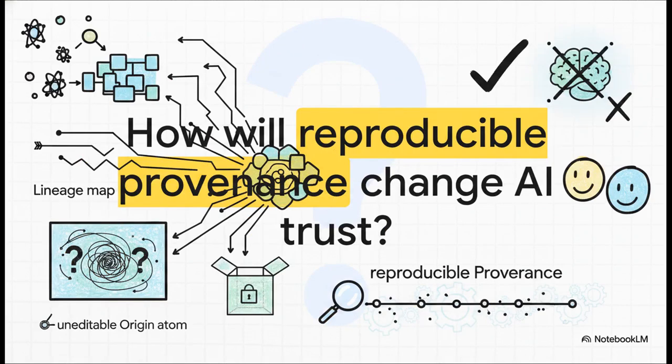We've covered a lot today: the atoms, the assembly, the lineage map, and the strict invariants that hold it all together. But as we wrap up, I want to leave you with this provocative thought to chew on. We live in a world where AI models are so often criticized as unpredictable black boxes. But if you can deterministically trace every single data point back to its uneditable origin atom, how is this level of reproducible provenance going to completely revolutionize the way we build and, more importantly, trust AI development going forward?